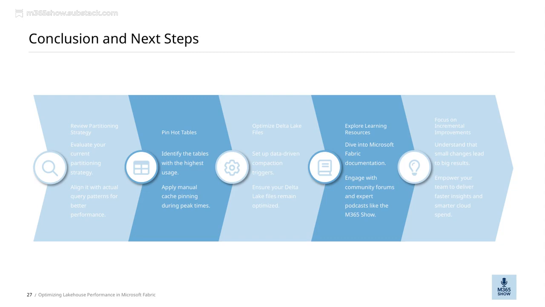When it comes to optimizing performance, set up data-driven compaction triggers to keep your Delta Lake files optimized. This helps maintain efficiency as your data grows. Also, identify the tables with the highest usage and consider applying manual cache pinning during peak times. Pinning hot tables can significantly improve query performance when it matters most.